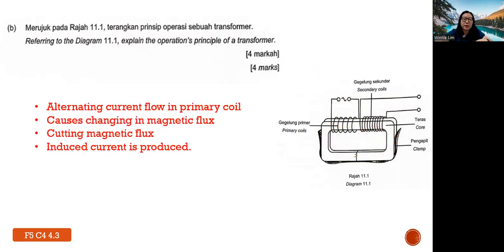So this is how you write: alternating current flow in primary coil causing change in the magnetic flux, and then the cutting of magnetic flux occurs. I prefer you all to write induced electromotive force is produced, because you should have voltage, then only you have current, and under transformer they are more focused on the term voltage, so we use EMF instead of the term current.